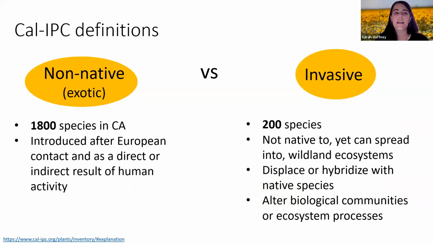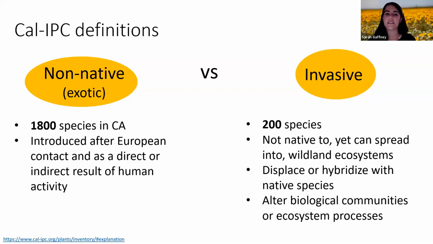And so following the California Invasive Plant Council, they have two classifications, non-native and invasive. To me, non-native is pretty much the same thing as exotic. It just means that this species was introduced after European contact and as a direct or indirect result of human activity. And so they estimate that there are around 1,800 non-native species in the state of California.